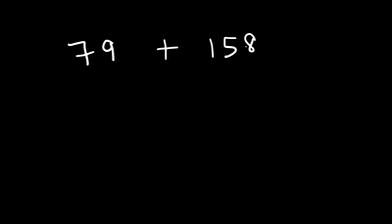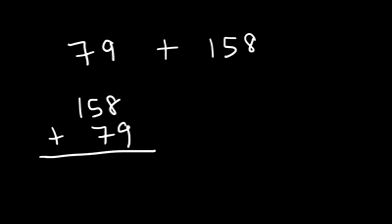Let's try another example. 79 plus 158. So first, let's rewrite it. Now, 8 plus 9 is 17. So we need to write the 7 and carry over the 1. 1 plus 5 is 6. 6 plus 7 is 13. Carry over the other one. 1 plus 1 is 2. So 79 plus 158 is 237.